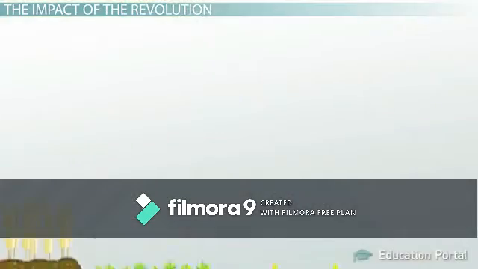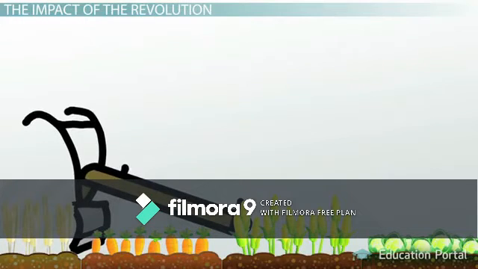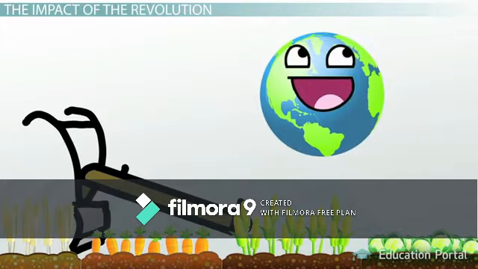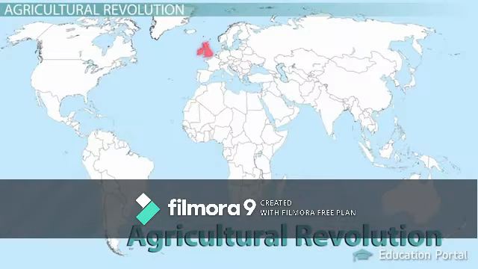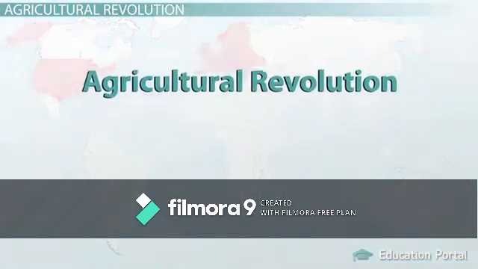In this lesson, we will take a look at how advancements in farming techniques and equipment that happened during the agricultural revolution changed our lives and how they have impacted our environment. And spread throughout Europe and America by the 19th century.